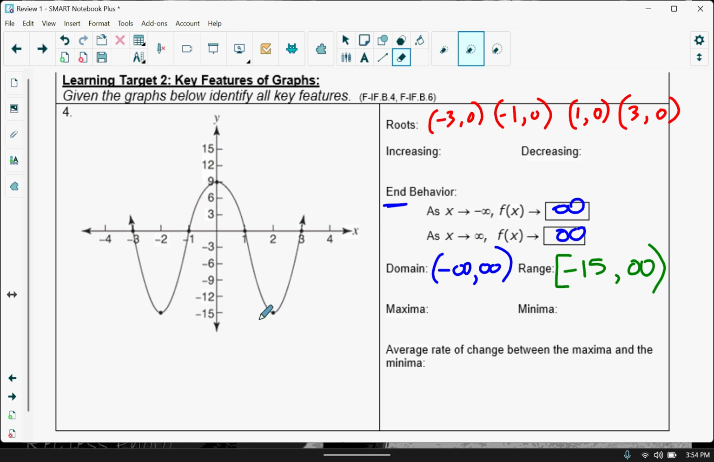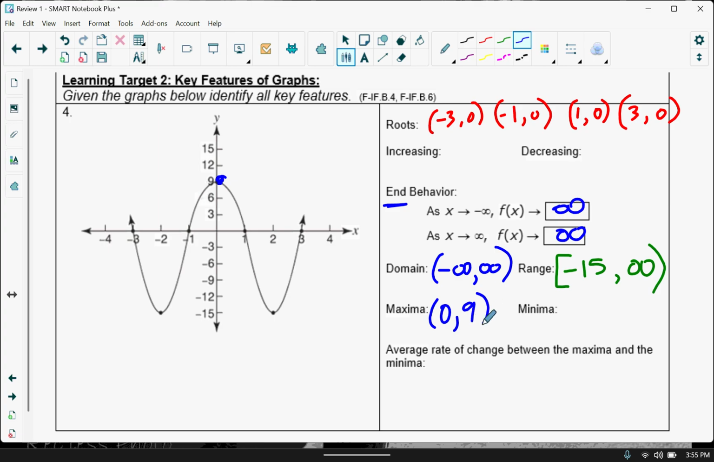The next thing we're going to talk about is the maximum and the minimum. The maximum is going to be the top of the speed bump. So that's going to be at this spot right here that I marked, right at the top of the graph. So the maximum is at (0, 9).